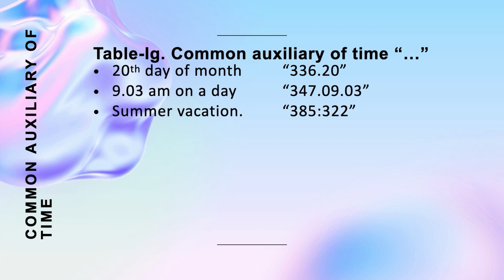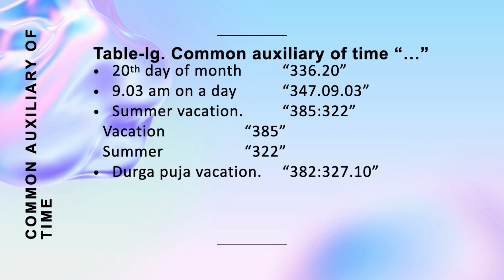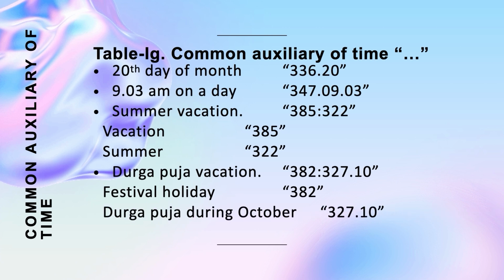Then summer vacation. You see there is a number for vacation, 385, within double quotation marks, and summer is 322. So we can form the summer vacation number by putting a colon between them: within double quotation marks 385 colon 322, that is summer vacation. If we want to classify the Durga Puja vacation, then 382 is festival holiday within double quotation marks, and Durga Puja falls in October, so 327, that is month of the year, dot 10, the 10th month, October. So the Durga Puja vacation may be 382 colon 327 dot 10 within double quotation marks.